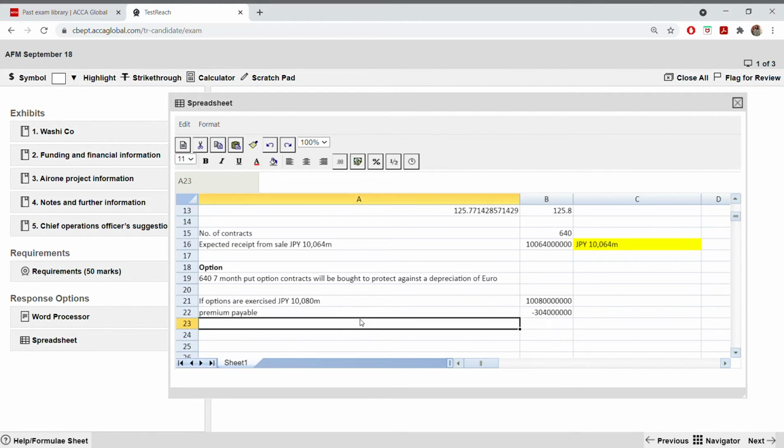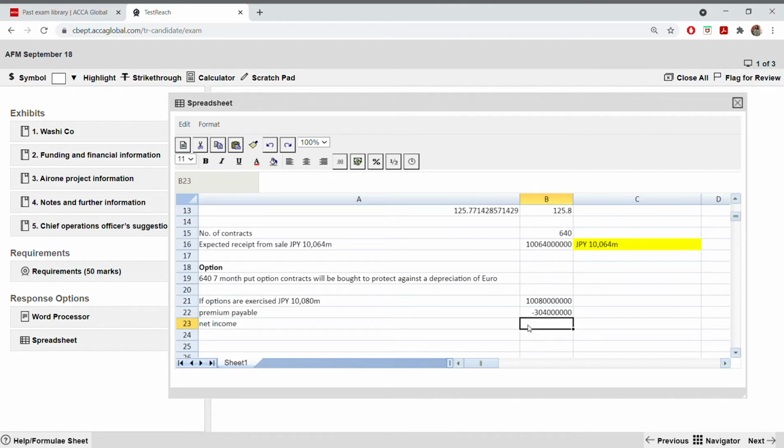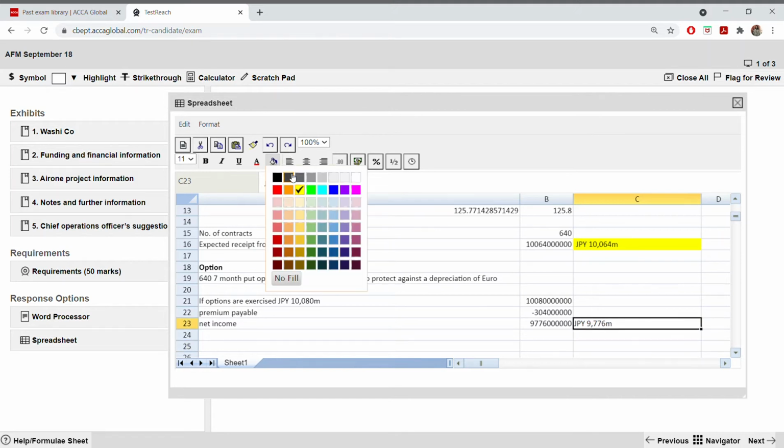Okay, so the net income will be the sum, just this, take out this 2, deduct your premium from that. If you have to take it in terms of now, you have to take this, just drop out the 6 zeros, that's it. So you'll be left with JPY 9,776M. This needs to be highlighted.